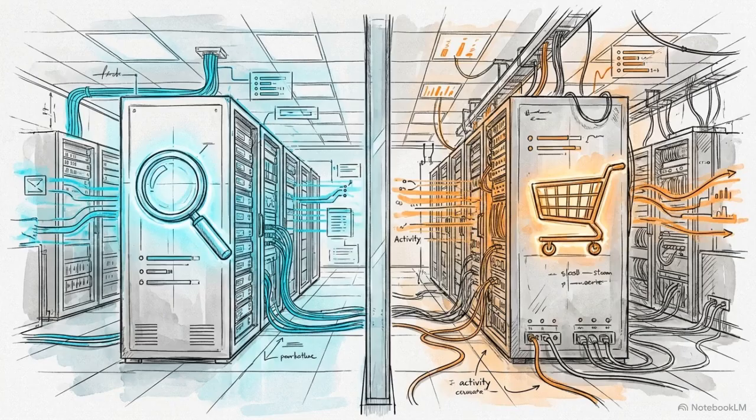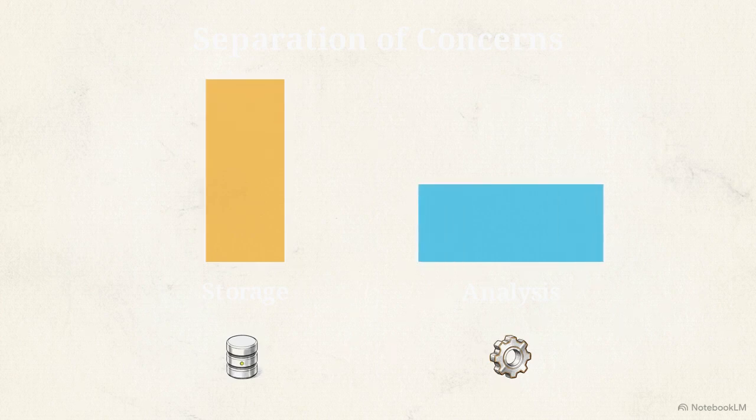Implementing these three tiers prevents analytical queries from competing for the same hardware resources used by live transactions. This separation of concerns allows the enterprise to scale its storage and its analysis independently.